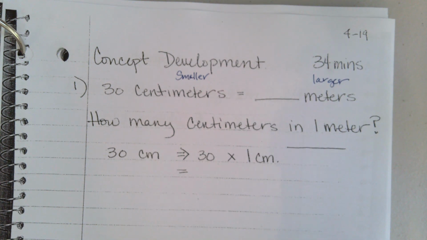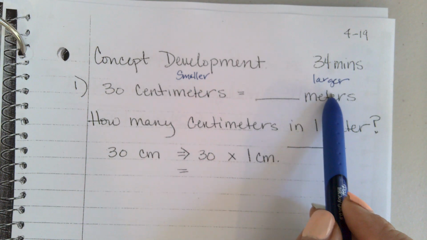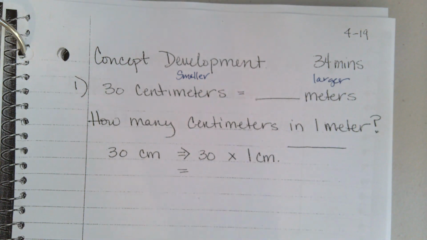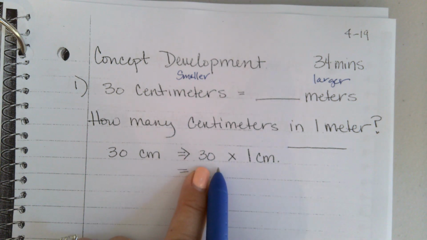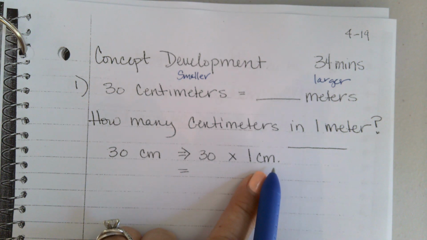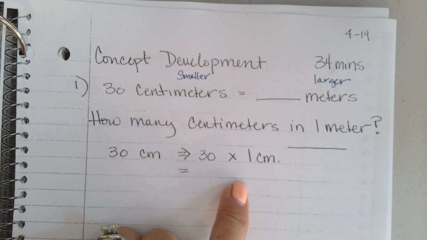We want to rename these centimeters using meters. So we're just renaming it. We're taking 30 centimeters and renaming it as meters. So what do you know? We know that 30 centimeters is the same as 30 times 1 centimeter. Remember how we were working on that previously when we were solving these problems? We know that 30 centimeters is the same as 30 copies of 1 centimeter. So let's rename 1 centimeter as a fraction of a meter. So what fraction of a meter is 1 centimeter? Can you tell me? Do you know?